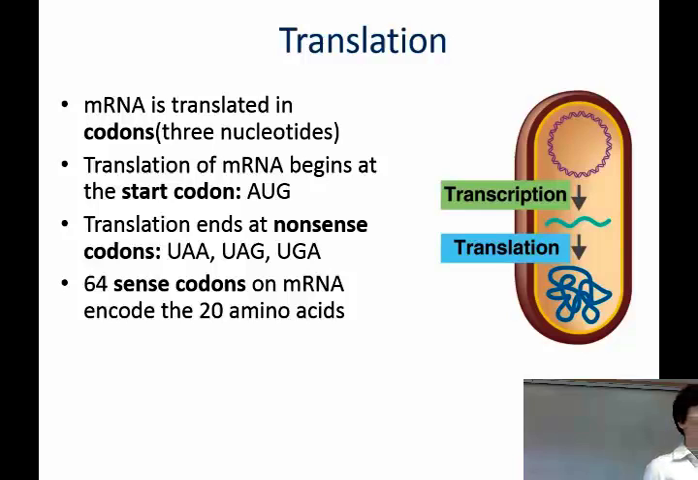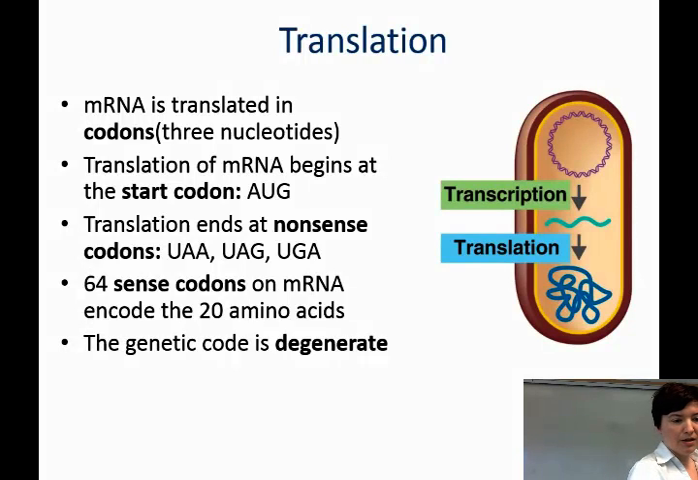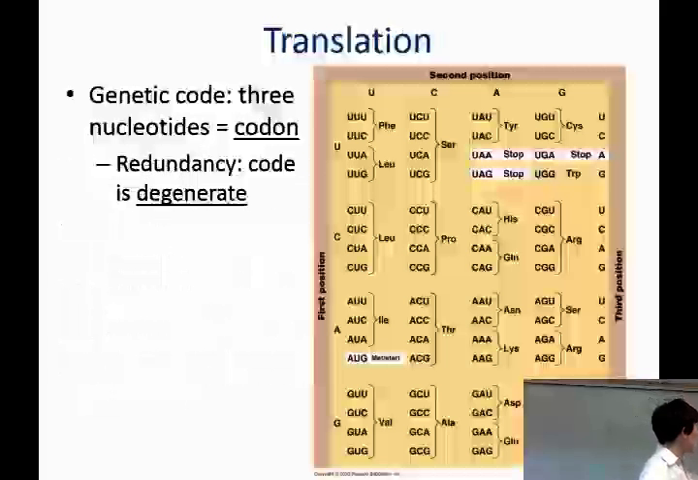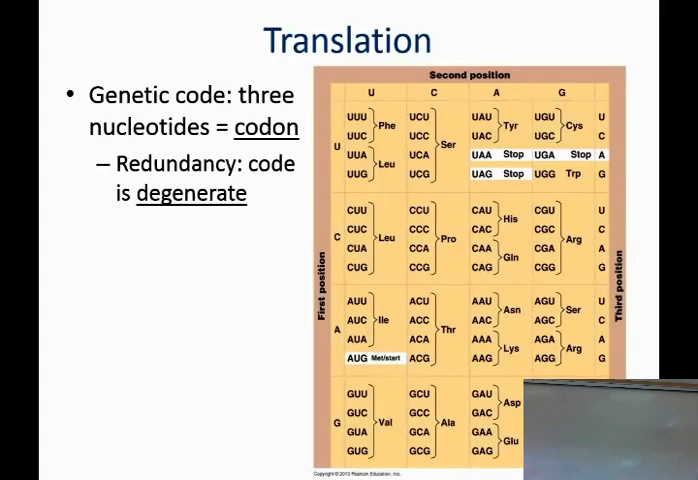There's more than one way to encode every amino acid, which is why we call the code degenerate, or another way to say it is redundant. Now, the other important thing to know is that the transfer RNA knows which codon to bind to, because it's made of RNA. And 3 of the letters of that RNA are the complement to the codon. The 3 letters in the transfer RNA are called the anticodon. We'll get to a picture that helps you understand that in a second.